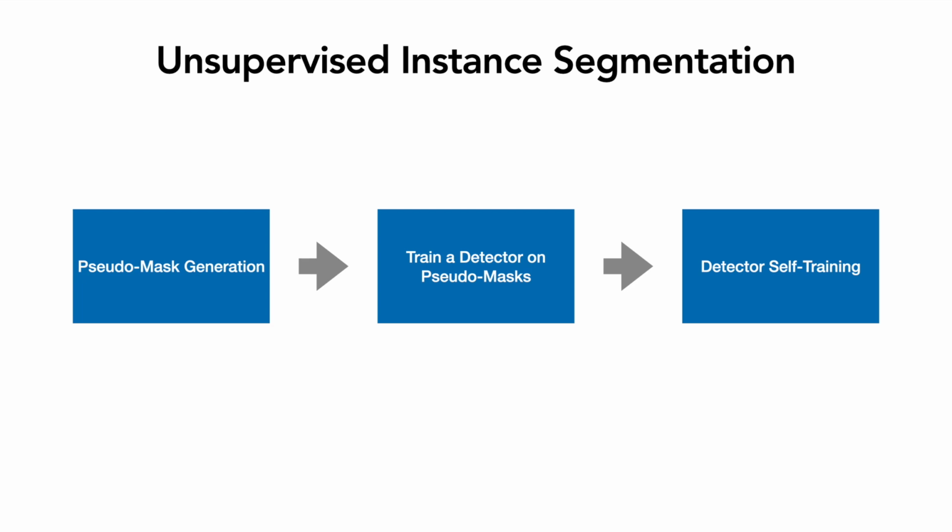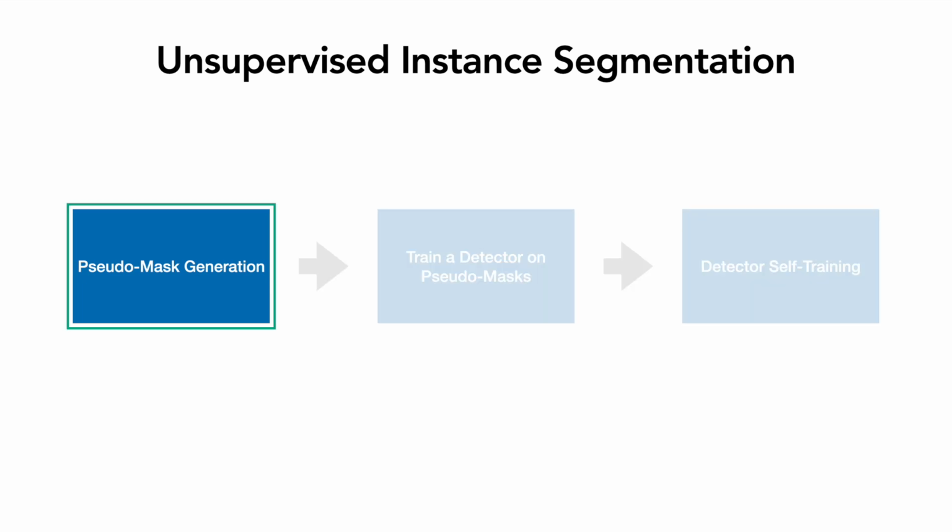Similar to previous work in unsupervised instance segmentation, we first generate pseudo-masks that, in the second step, are used to train a detection model, and finally, we perform self-training with this detector. We will start with the pseudo-mask generation.